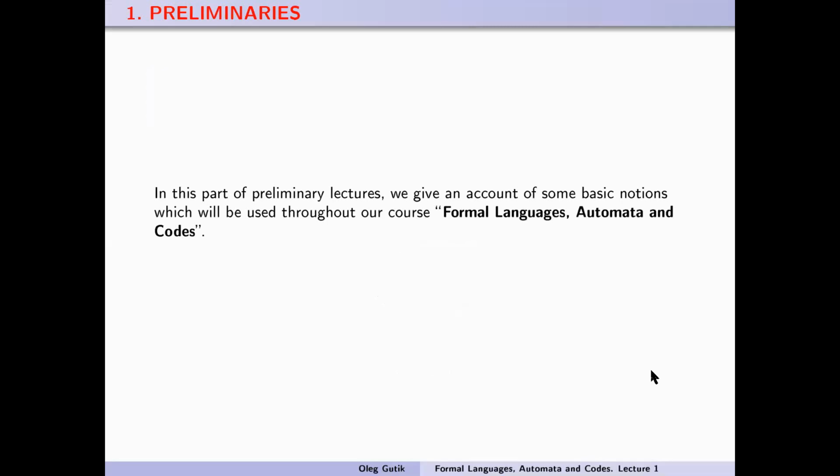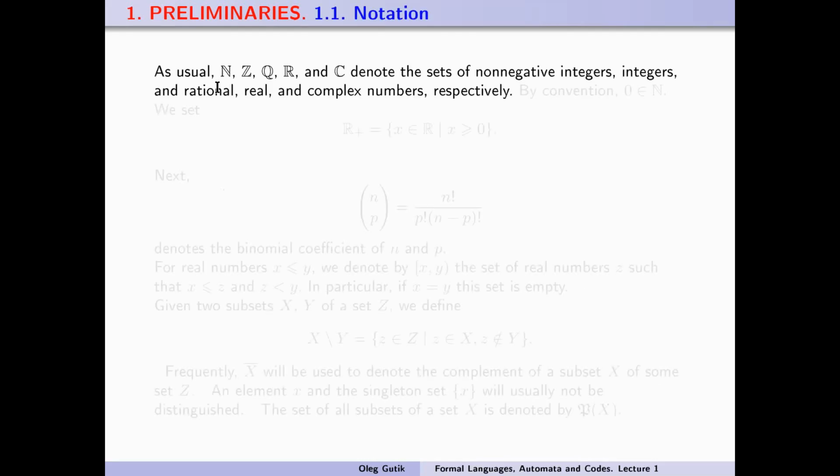In this part of preliminary lectures, we give an account of some basic notions which will be used throughout our course on formal languages, automata, and codes. As usual, by N, Z, Q, R, and C capital, we denote the sets of non-negative integers, integers, rational numbers, real numbers, and complex numbers, respectively. Also, we suppose that 0 is an element of N capital.